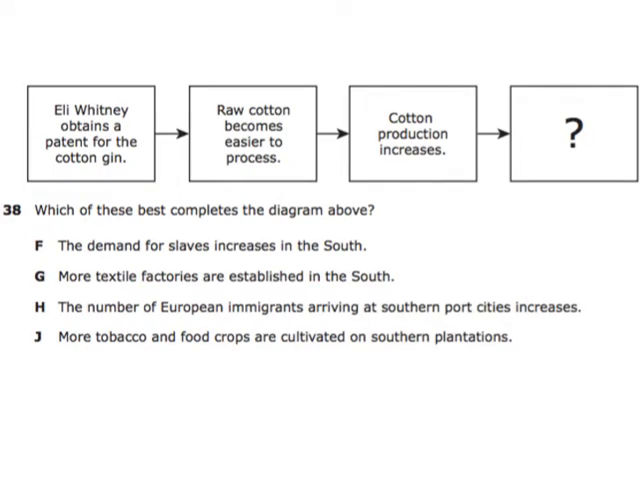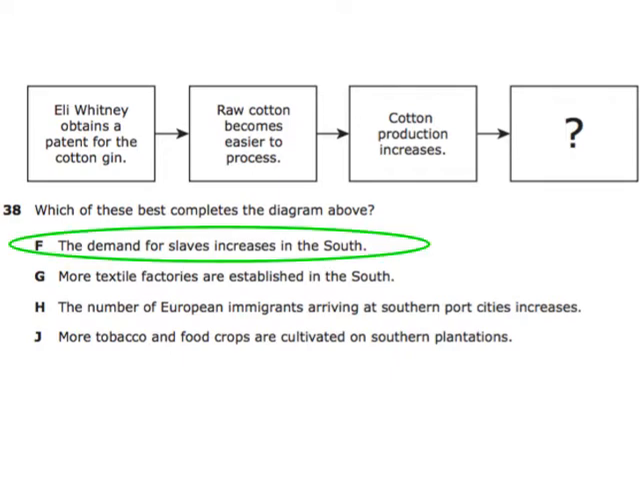Eli Whitney obtains a patent for the cotton gin. Raw cotton becomes easier to process. Cotton production increases. This leads to what? Which of these best completes the diagram above? The demand for slaves increases in the South. We told you before that cotton was produced faster, and because of the cotton gin, you could produce more cotton. So you want more slaves to harvest more cotton, or at least that's what the Southerners felt like.